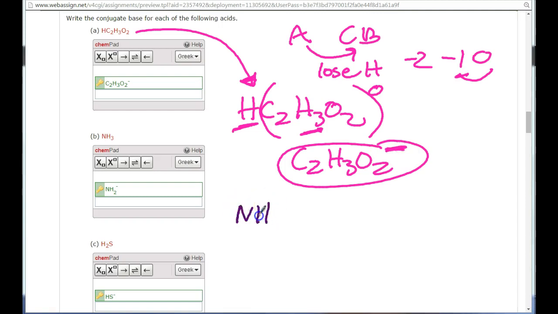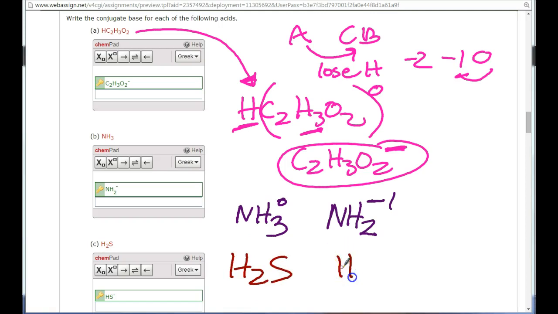Let's look at this next one. NH3. So NH3, if we lose an H, it's going to become NH2, and it was neutral, so it's going to become a minus 1. This last one on here is H2S. So H2S, if we lose just one H, it becomes HS, and it was neutral, and now we're going 1 over, so it's minus 1. So we just took away one H from there.